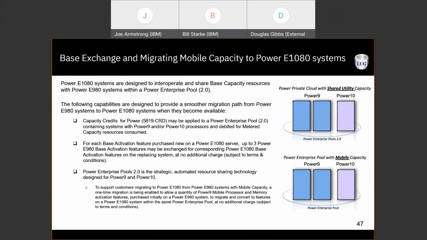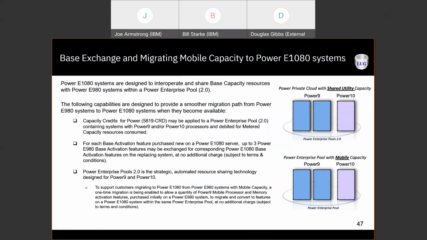All right, I'm kind of getting towards the end here, so I'm just going to cover this chart here. If you want to replace your Power9 with a Power10 in your pool, then you can do that. When you transfer your base, you can move up to 3 Power E980 base activation features to the Power10.